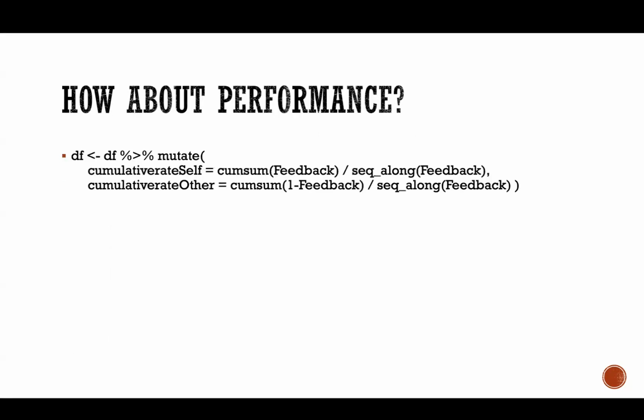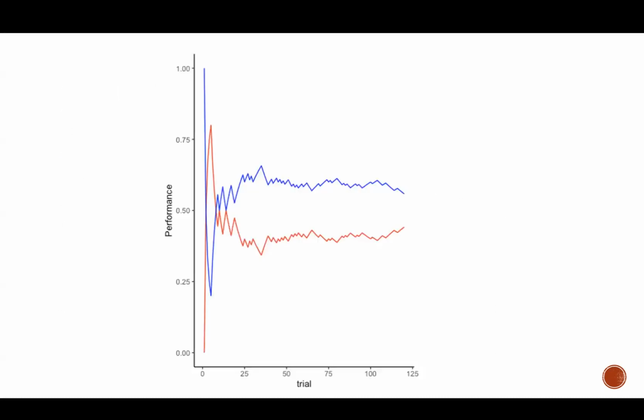If we look at performance, we calculate the feedback that the person is getting using a cumulative rate. And we can say that initially it swings, and then it starts stabilizing with the win-stay-lose-shift performing better than the random bias agent. Why is that?